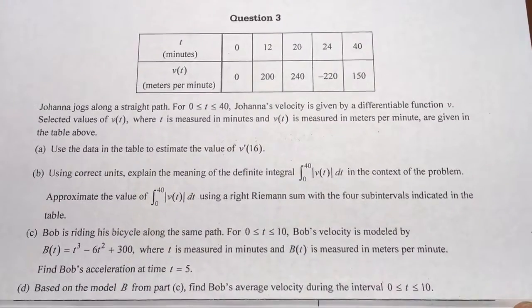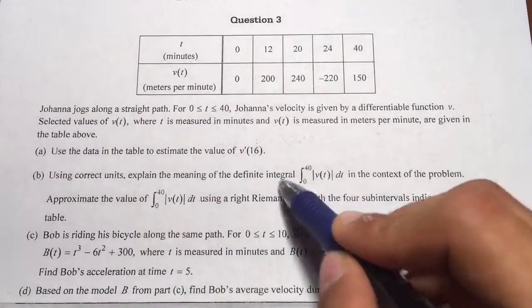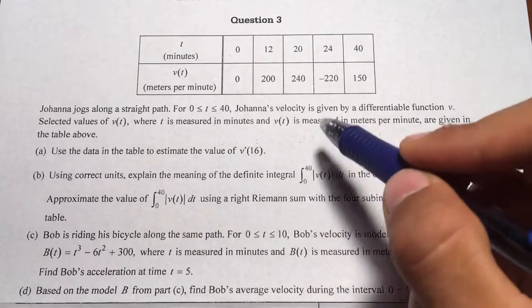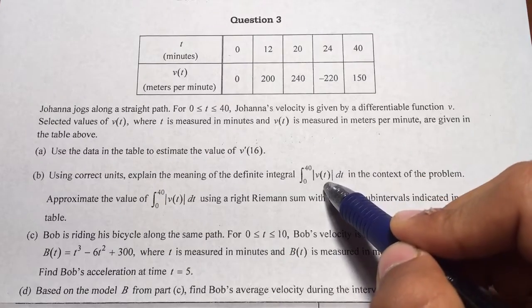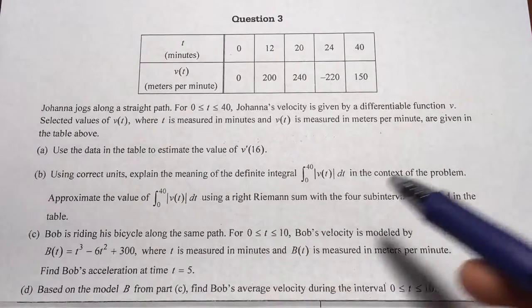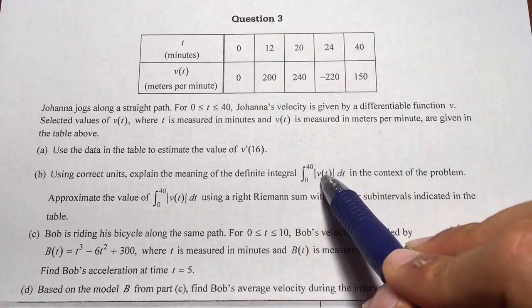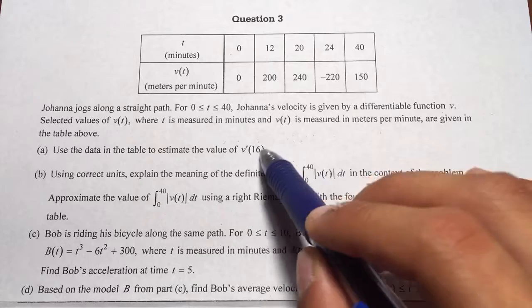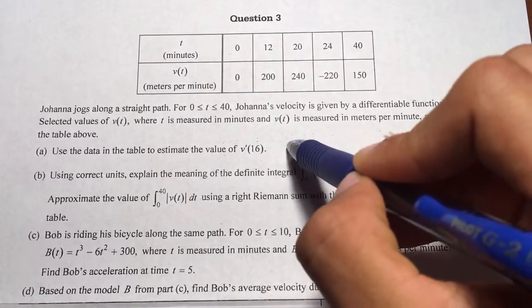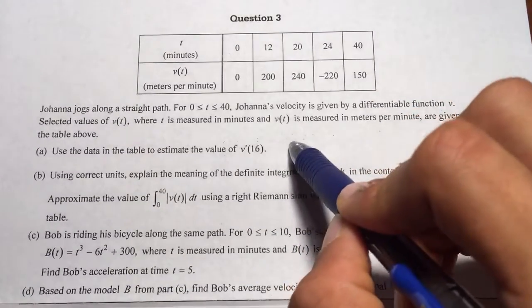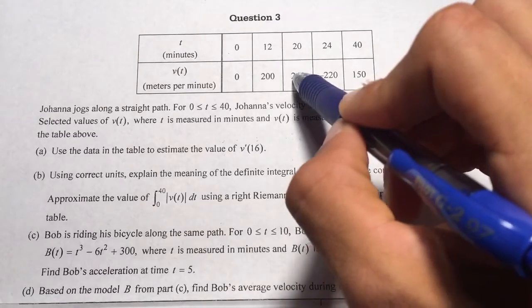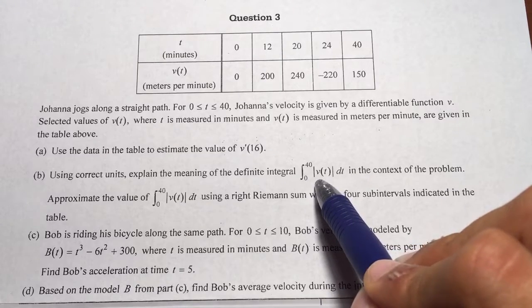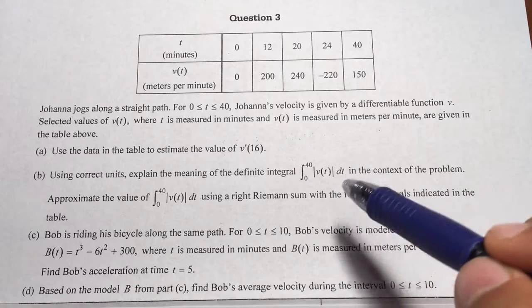Part B is a little more conceptual. We have to explain the meaning of this integral, not just the integral of velocity, but the integral of the absolute value of velocity. And so what does that exactly mean? Well, we know velocity can be negative and positive, and it's simply telling us the rate at which we're moving from a fixed position. If I start here, I'm going 16 miles per hour, maybe north, and then 20 miles per hour south. But if I take the absolute value of that, then that's going to give me overall distance traveled.